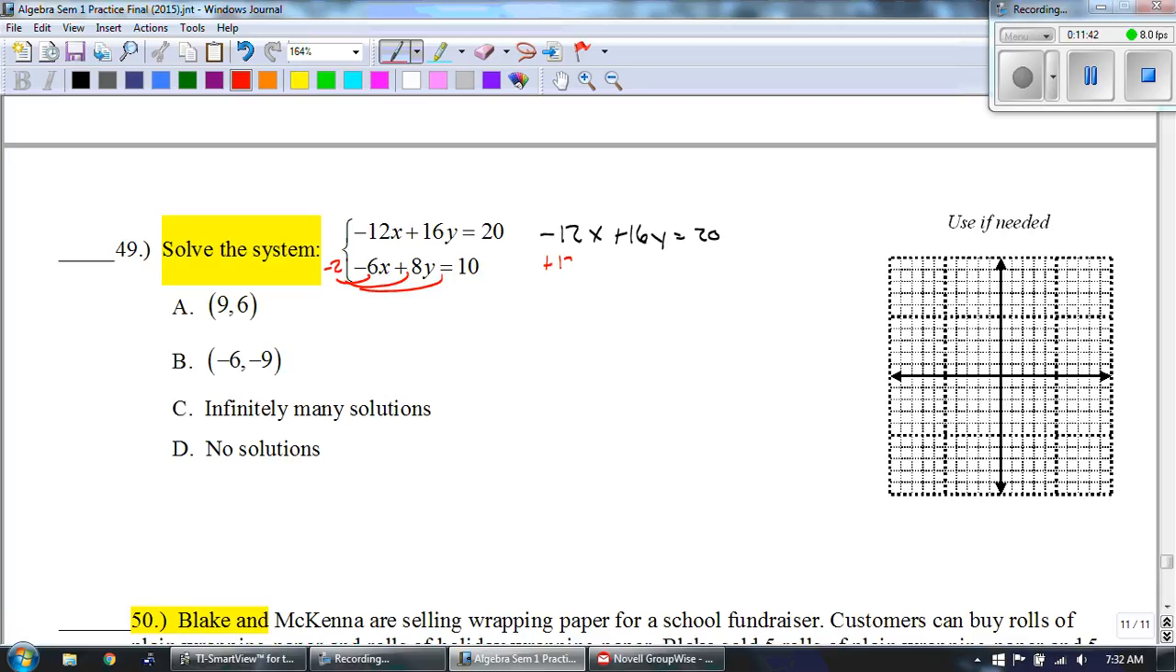That turns into a positive 12x. Negative 2 times 8 is a negative 16y. And negative 2 times 10 is a negative 20. X's and y's all cancel out. 20 minus 20 is 0. And 0 equals 0, which is a true statement, which means it's infinitely many solutions.